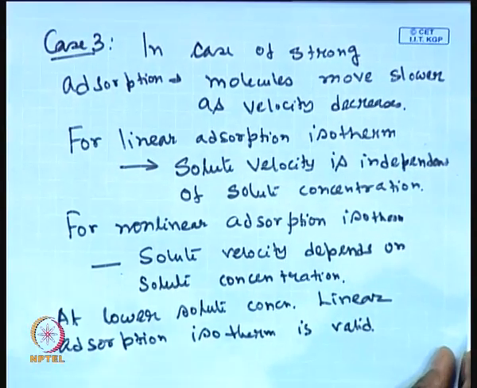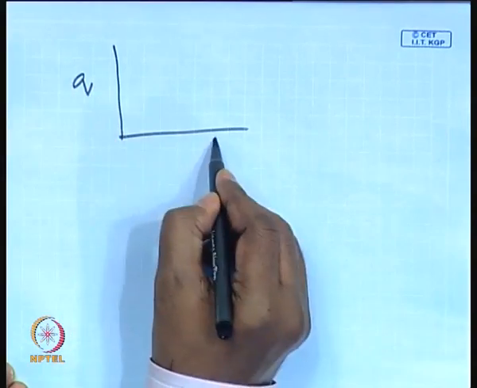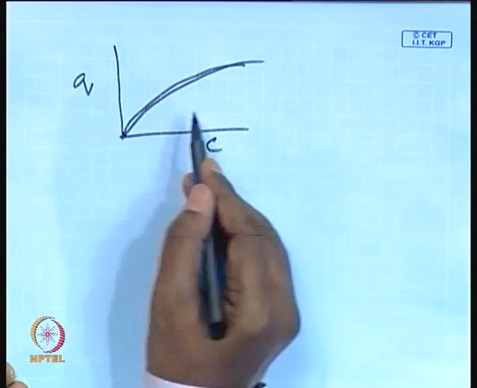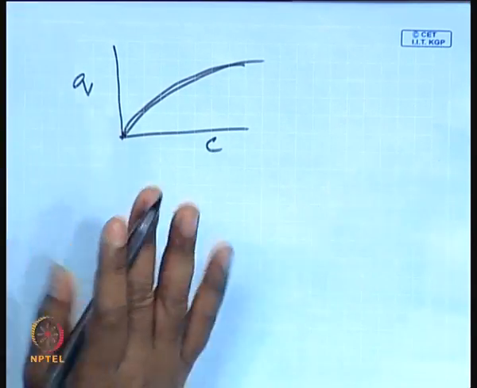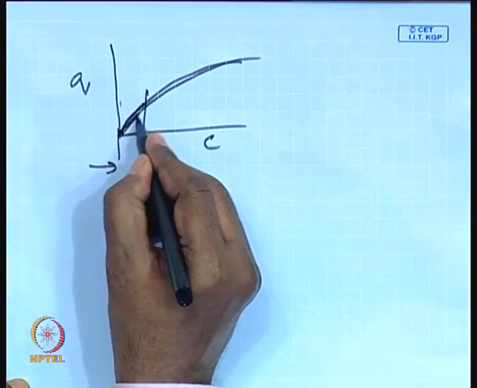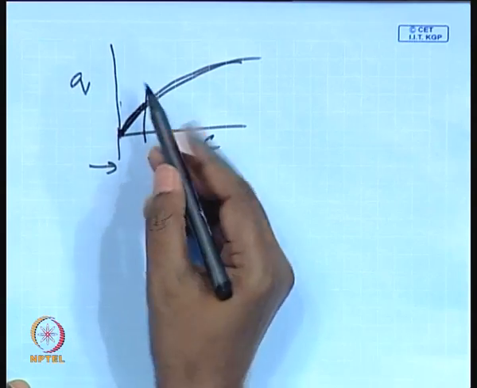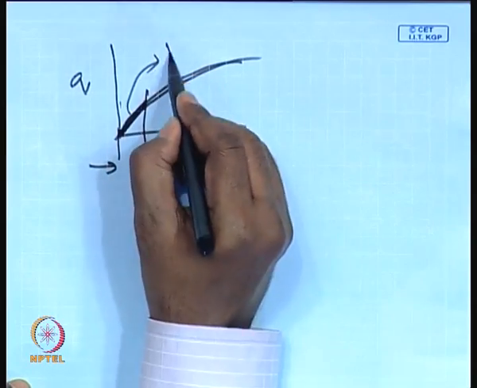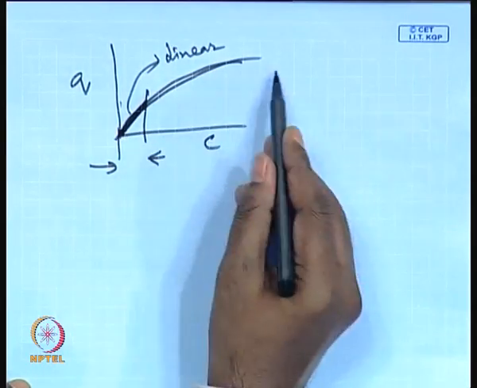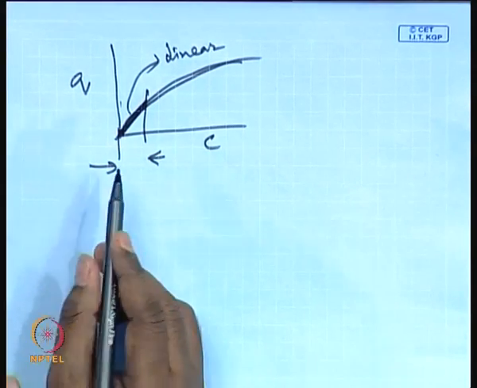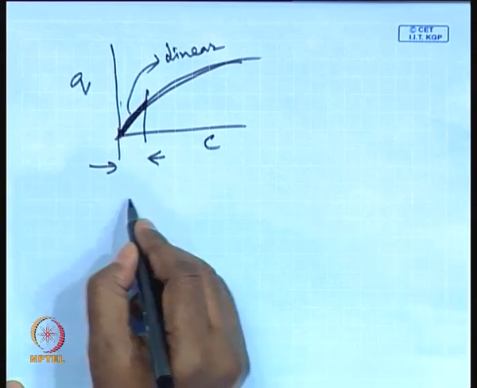Why so? If you look at a typical nonlinear adsorption isotherm, it will be something like this. Now, if you talk about a lower concentration range, for example in this range of concentration, the adsorption can be considered to be a linear part. For a lower range of concentration, we can consider the isotherm as a linear part of the nonlinear one. Overall, it may be nonlinear, but for a very small concentration region, it will be linear. Okay.